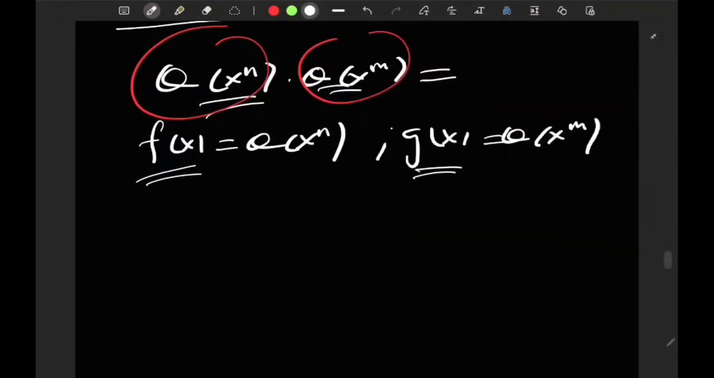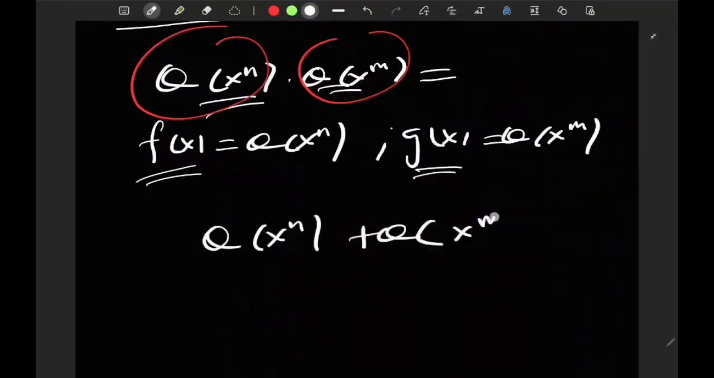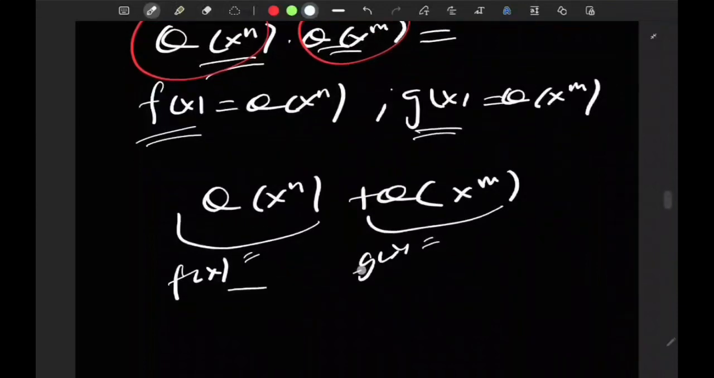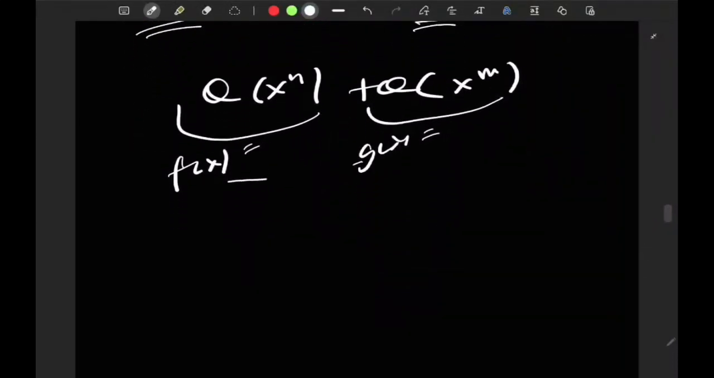So something like this would not make sense generally. Now, addition of little o is fine. It's fine because if I'm saying little o of x to the n plus little o of x to the m, it's as if I'm saying there's a function f of x which equals this thing and some function g of x which equals this thing, and I'm adding these two functions, which is fine, right?